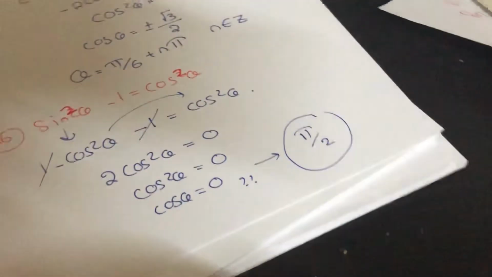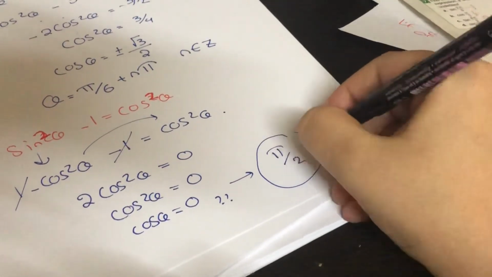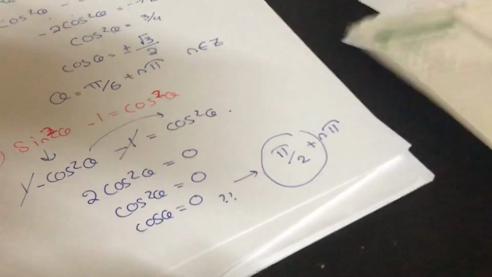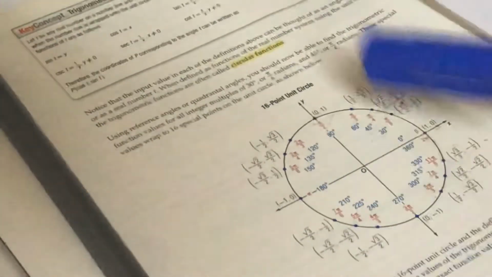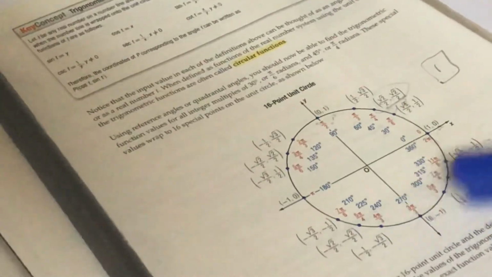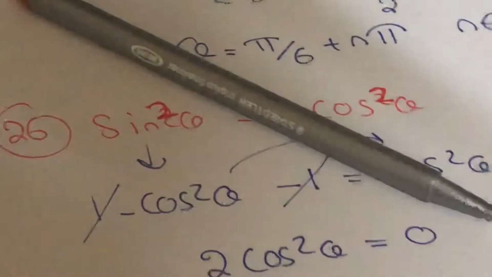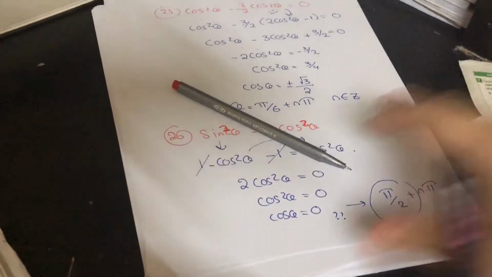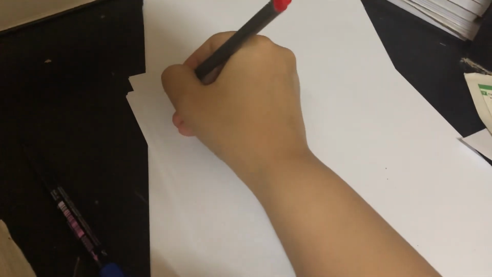So for number 26, I would write pi over 2 plus n pi. Not only at pi over 2, I'm sorry, it's at pi over 2 and 3 pi over 2. Here also cosine is 0, up and down cosine is 0. So pi over 2 plus pi, plus pi, plus pi, and so on, n pi. I think I have one more question. Yeah, I have one last question regarding solving, which is question number 27.